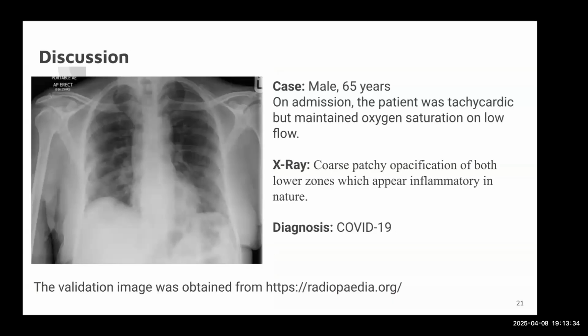So in this case, we have a chest x-ray of a 65-year-old male, and this patient was tachycardic, but maintained oxygen saturation on low flow. And in this x-ray, we could see that there's coarse, patchy opacification of both lower zones, which appear inflammatory in nature. So this patient was diagnosed with COVID-19.